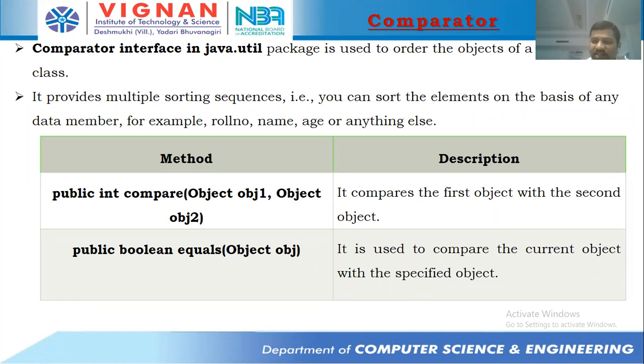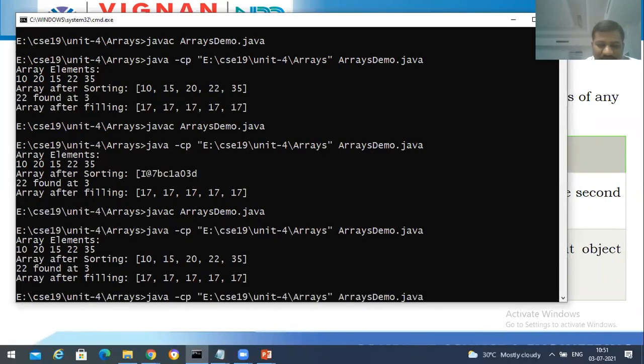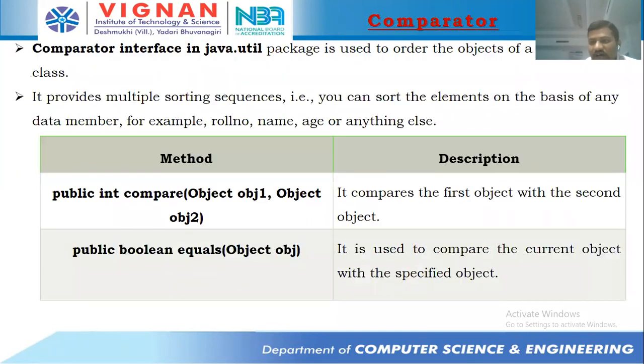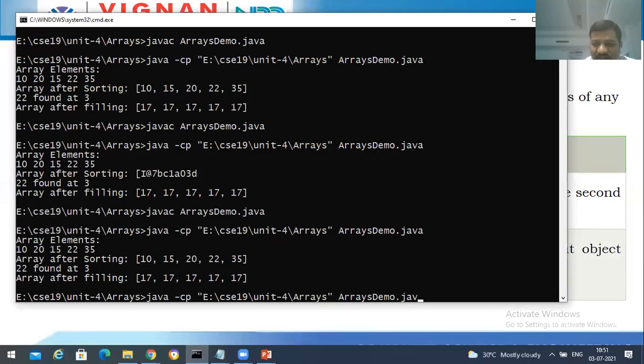With the help of comparator, we can decide the order in which the objects need to be inserted into any collection framework object. It provides multiple sorting sequences. You can sort the elements on the basis of any data member, for example roll number, name, age, or anything else. Generally, comparator provides two methods: one is the compare method, the other is the equals method. Based on either one or both of these, your data is going to be arranged. It's a very simple thing to understand, but it becomes somewhat complicated when we write the program. So I will come up with one simple example.